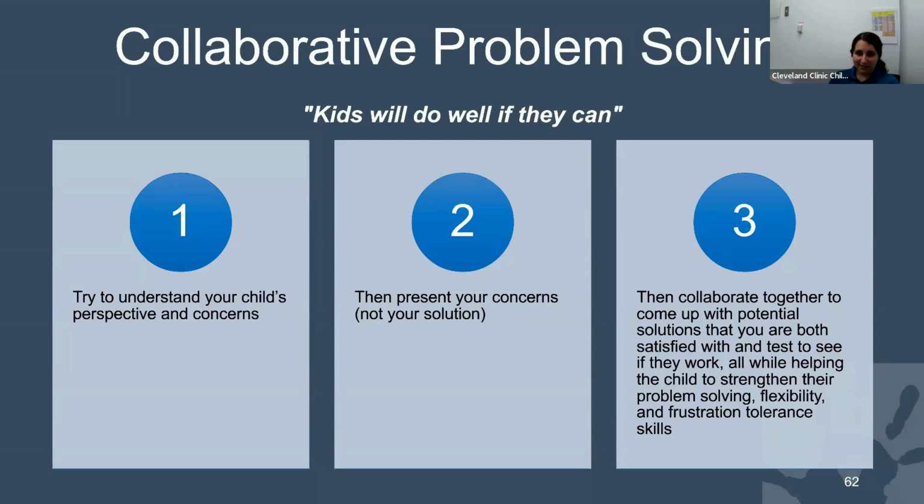So all of this working together in collaborative problem solving, it might sound like you're making a compromise, but really what you're doing is helping the child improve their problem solving skills, their frustration tolerance, and their mental flexibility. You're helping the child grow their skills to be more successful.